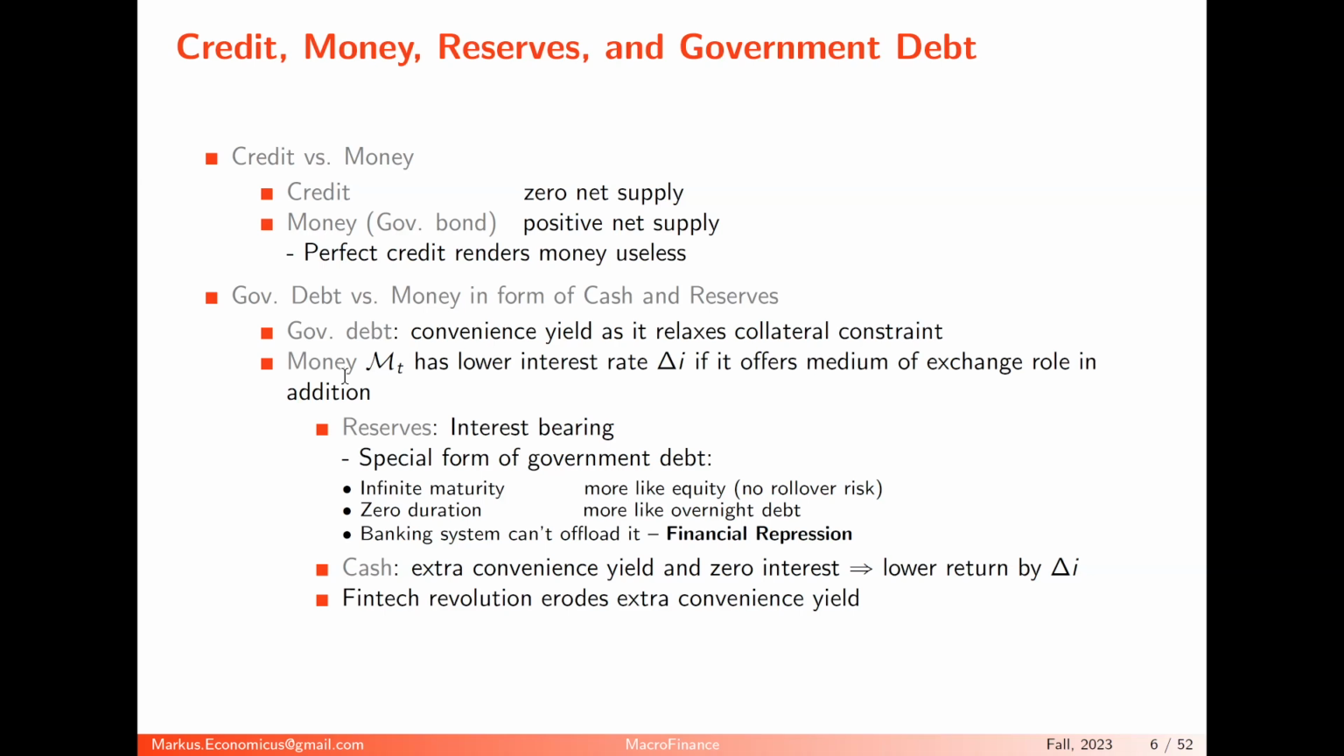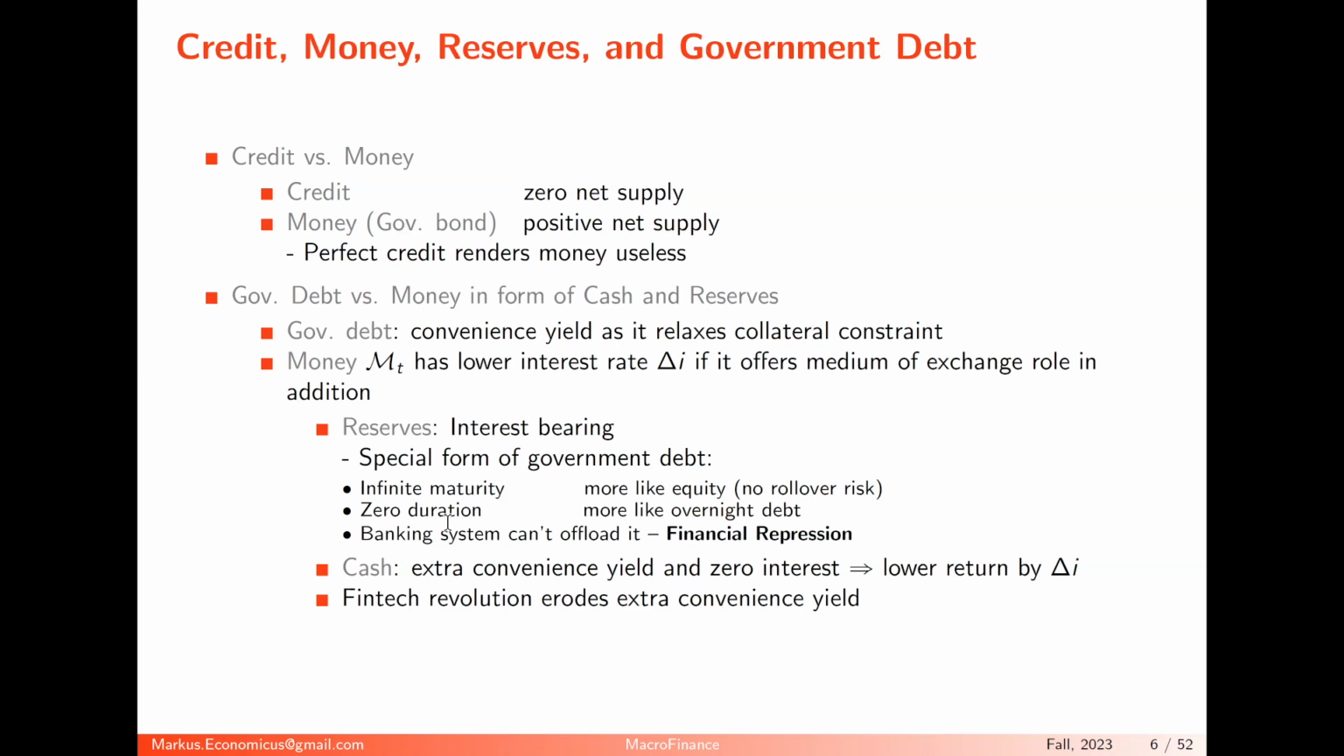So typically money is cash, reserves, and central bank digital currency would be a narrow form of money. And how should I think of reserves when they're interest rate bearing? What's special about this? It's just another form of government debt. You can think of it as a debt contract with infinite maturity. So reserves never mature. They run forever. In this sense, it's more like equity. There's no rollover risk. And they have zero duration, but you can change the interest rate you pay on the reserves.